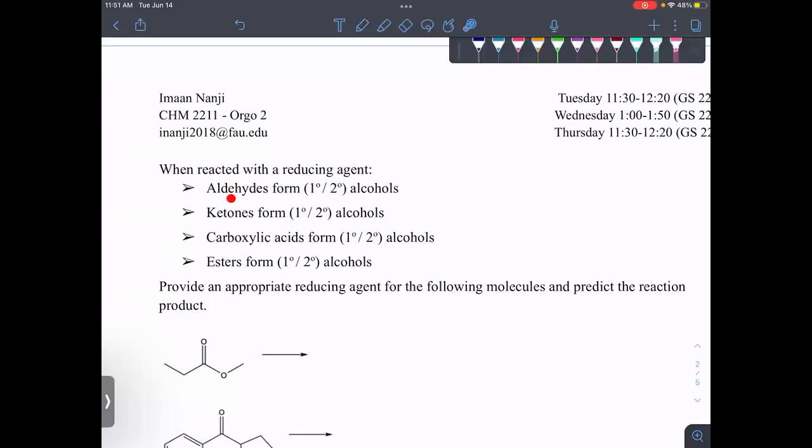When you reduce an aldehyde, would you get a primary or secondary alcohol? What do you think? Primary, yeah. Because when we take an aldehyde and attack it with H minus, you only have one R substituent on the aldehyde. So you just keep that one R and it stays primary.